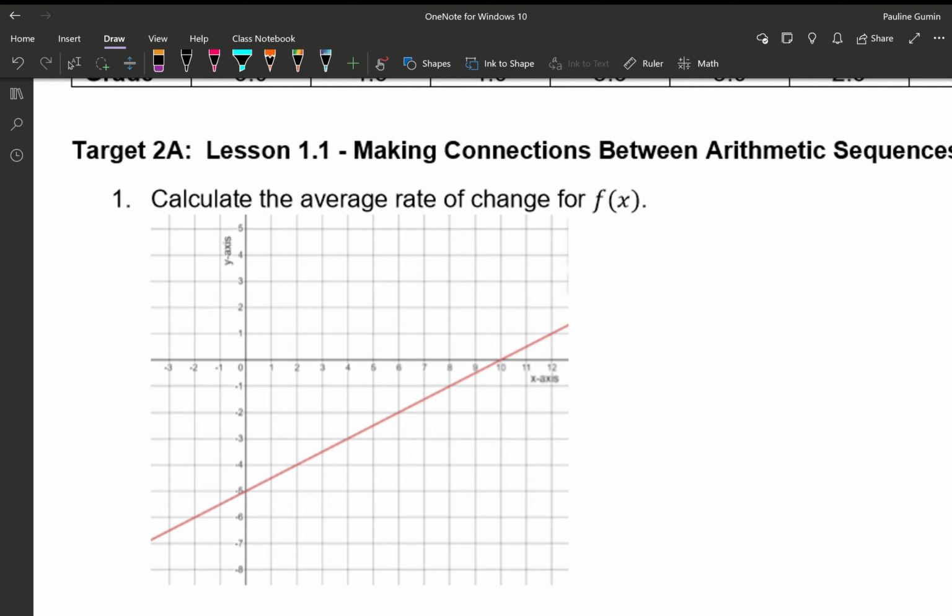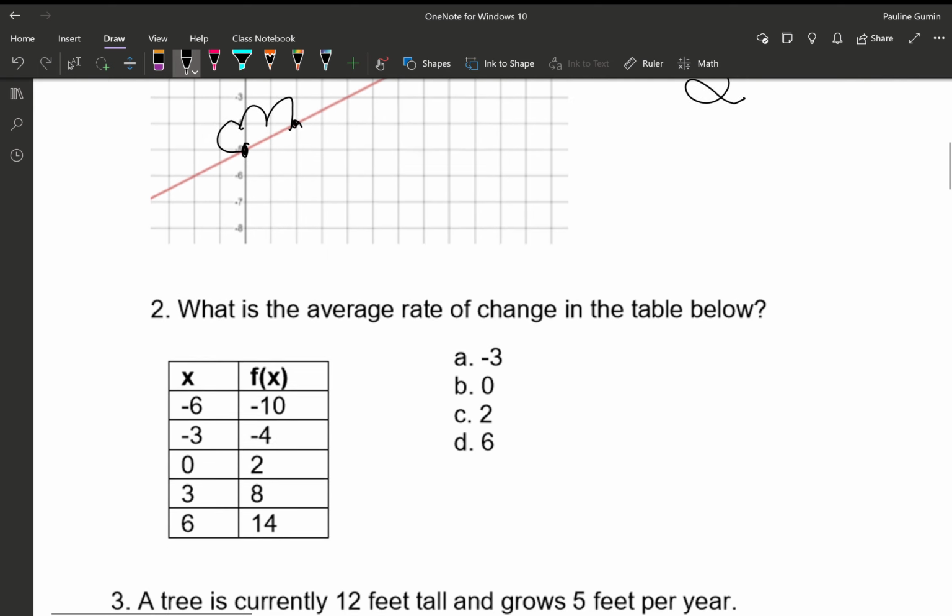Let's get started. On number 1, we're going to calculate the average rate of change. So that's our rise over run. I'm going to pick 2 perfect points, right there and right there. And I'm going to go left to right. To go from my left point to my right point, I have to go up 1. That's my rise. It's positive 1 because I'm going up. And then I'm going to go to the right 2. That's my run. Success! Onwards we go.